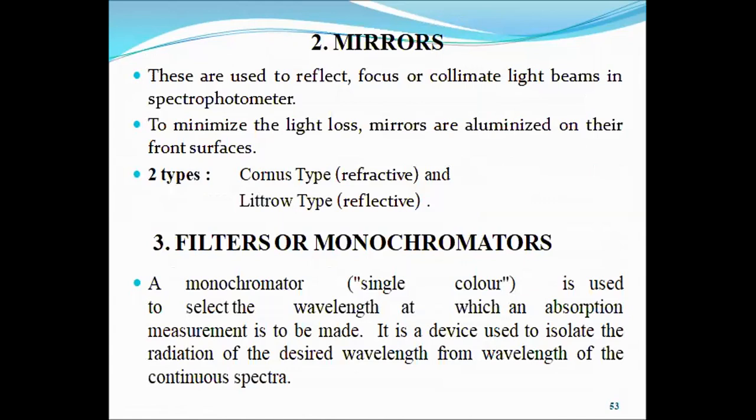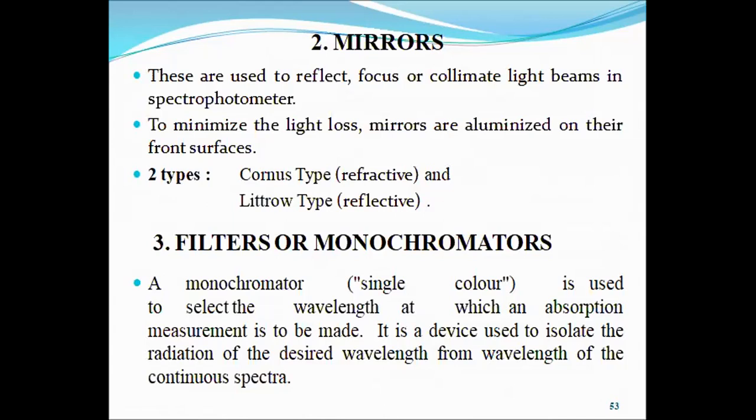And then there are basically two types of mirrors. One is the Cornu type or refractive type, and the other is the Littrow mirror or the reflective type. In the Cornu type, it has an optical angle of 60 degrees, whereas in the Littrow type, it has an optical angle of 30 degrees. And the next part is known as monochromators or filters.